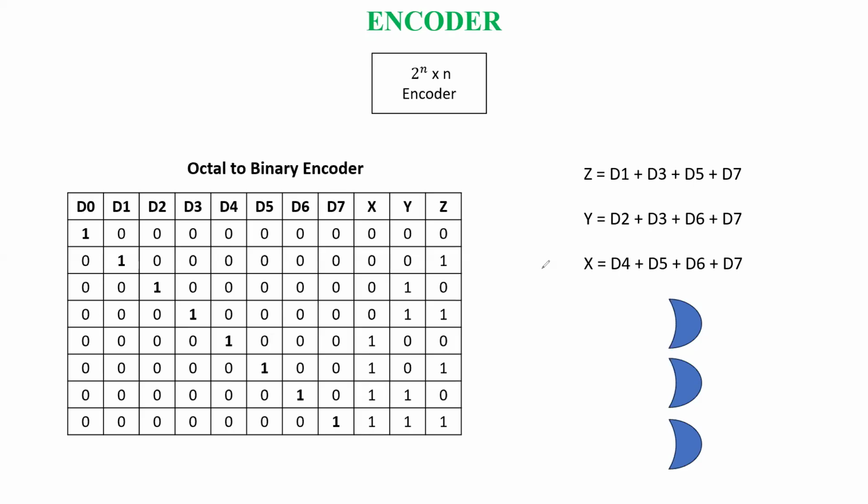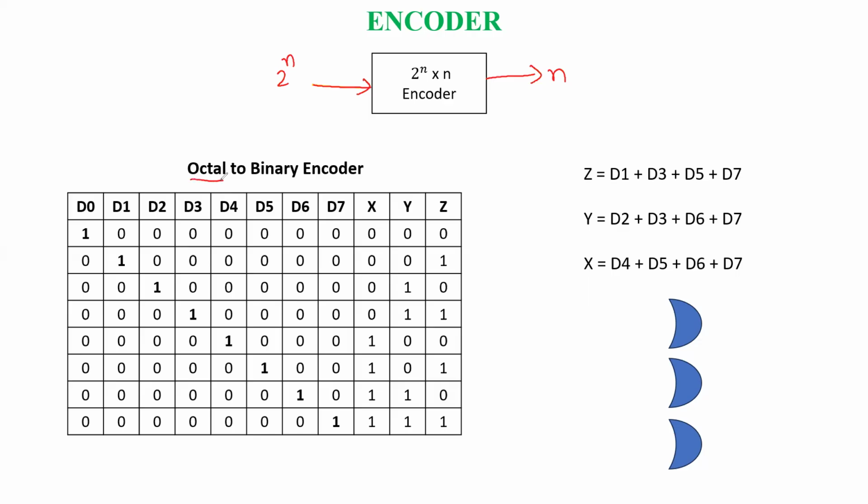Hello, now we have a discussion about the encoder in this lecture. So we know that the encoder performs the inverse operation of the decoder, and the encoder is used in the transmitter section when we are going to transmit the data. In case of an encoder, we have n inputs that produce n outputs. So here we have taken as an example the truth table for the octal to binary encoder.